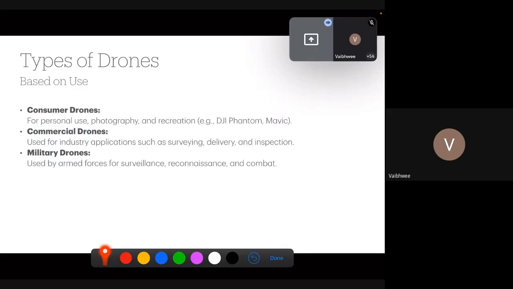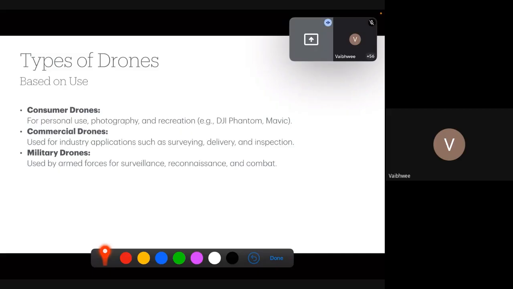Now, depending on the type of use, we have consumer drones, which are for personal use. You would see a lot of them, as the Amazon sale is going on now. If you search for toy drones, they would cost you somewhere between 1,500 to 3,000, and it can go all the way up to 60,000-70,000 depending on the features that you're looking for. You can use it for photography, you can use it for recreation and so on.